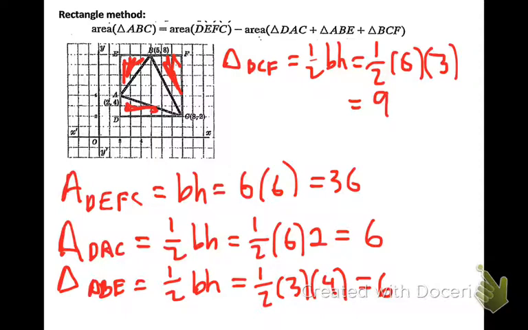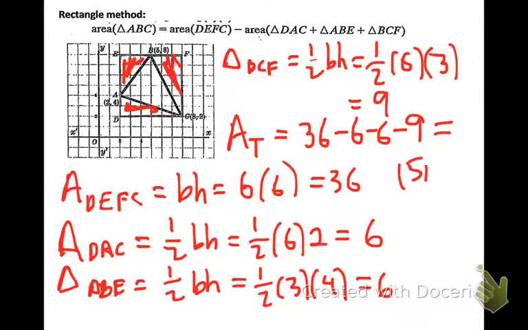So then the area total is going to equal my original rectangle, 36, minus 6, minus 6, minus 9, which is equal to 15 units squared.